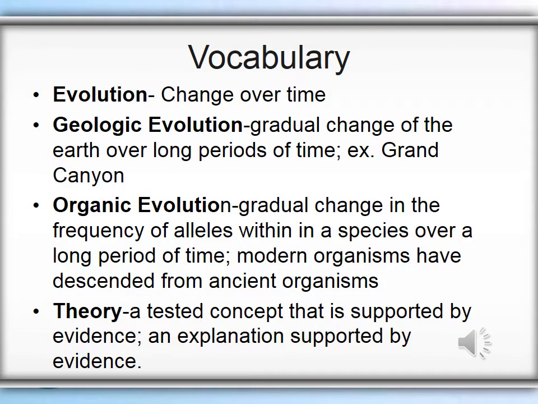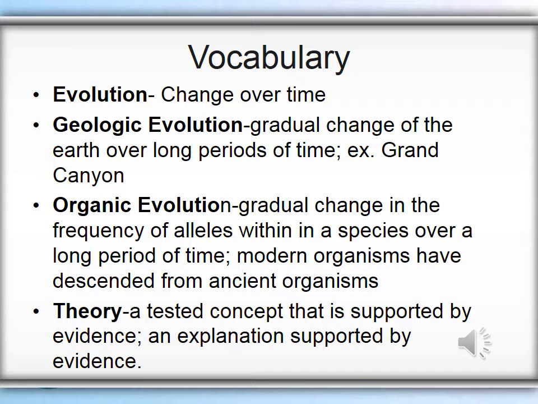So here we've got the vocabulary. You have to be familiar with these four vocabulary concepts. There's evolution, which literally means change over time. Geologic evolution is the gradual change of the Earth over long periods of time. For example, the Grand Canyon would be an example of geologic evolution.